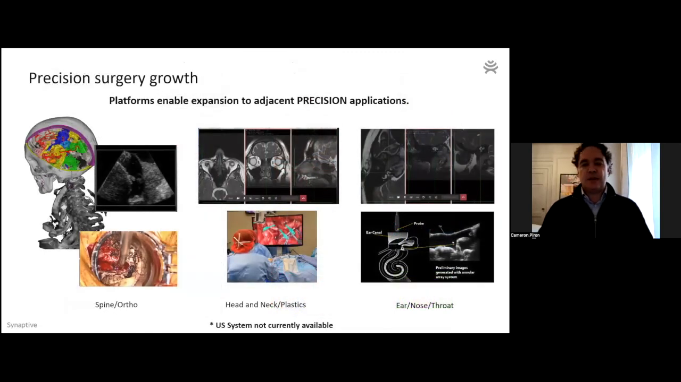And there are a lot of patients we want to help out there. We've focused on neuro and spine, but there are huge opportunities for us in ear, nose, and throat, and plastics, and anywhere where precision surgery is important. Great, thank you very much. Hopefully I've left some time here for some questions as well.